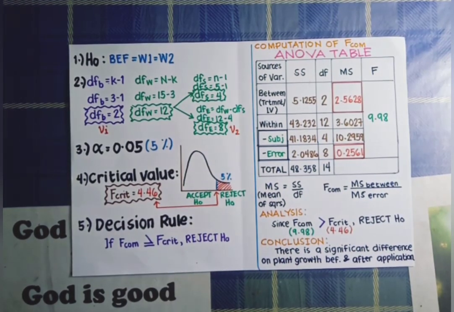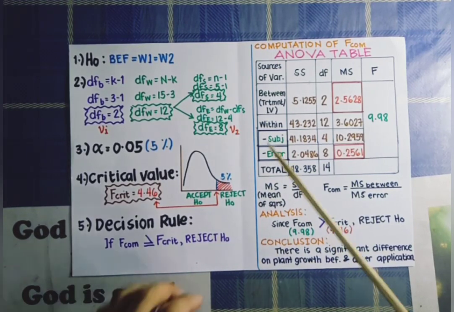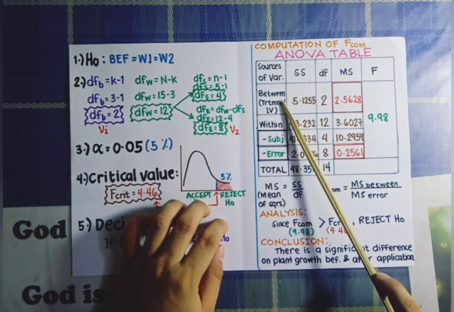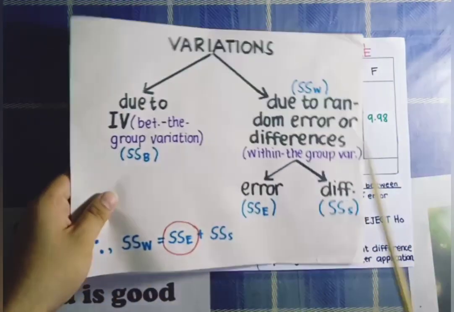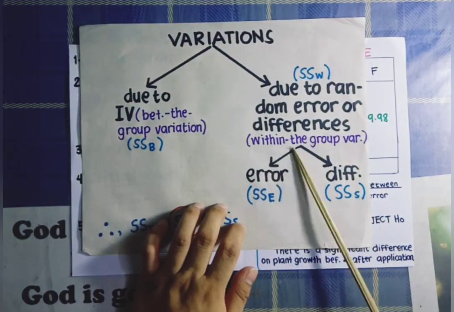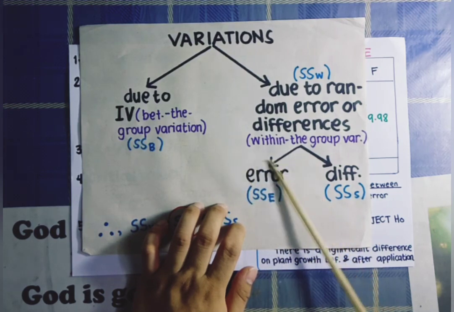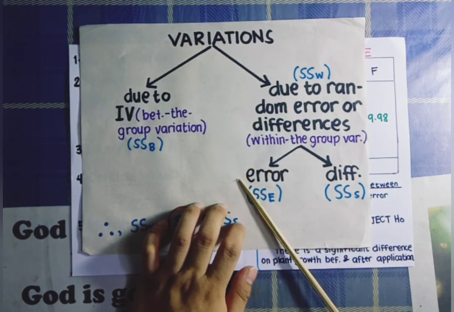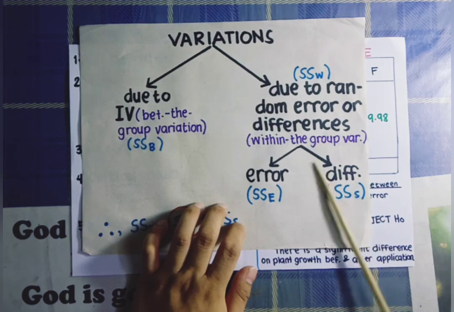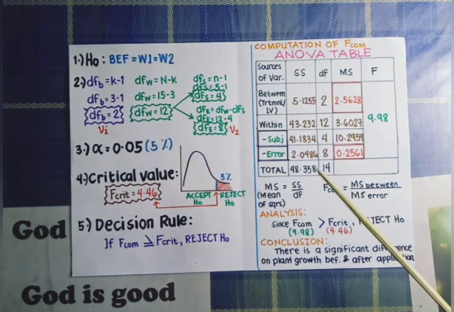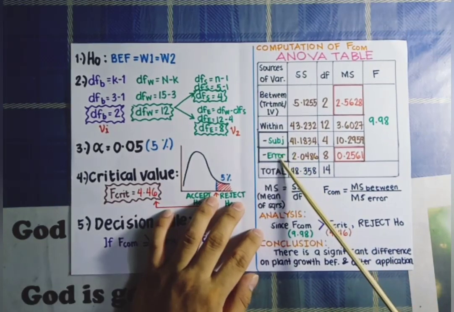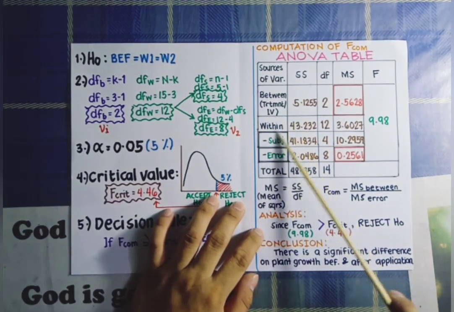Now, the source of variation is primarily divided into two. We have here the between the group variation and the within the group variation. However, as mentioned earlier, the within the group variation is still divided into two: the variation that is caused by random error and the variation that is caused by the differences in our subjects. That's why we have here subjects and error as subsets of within.